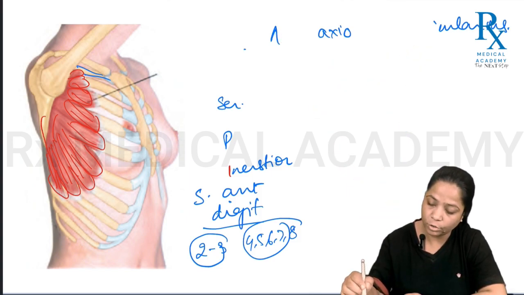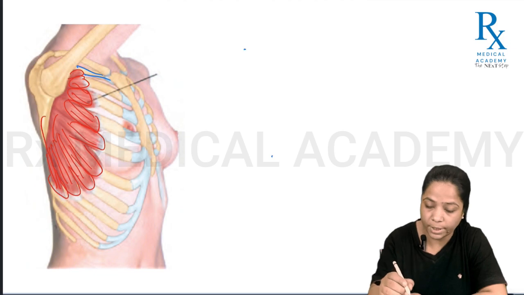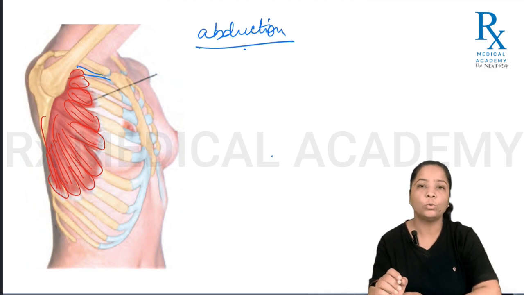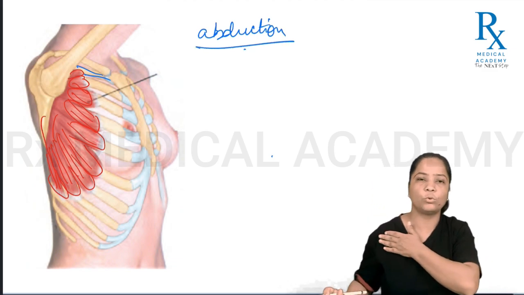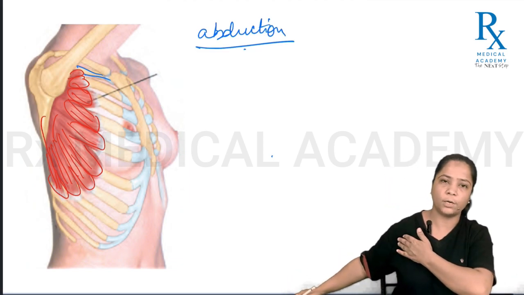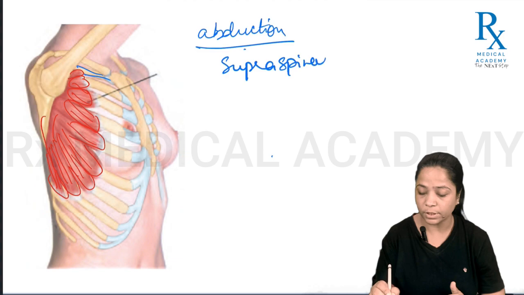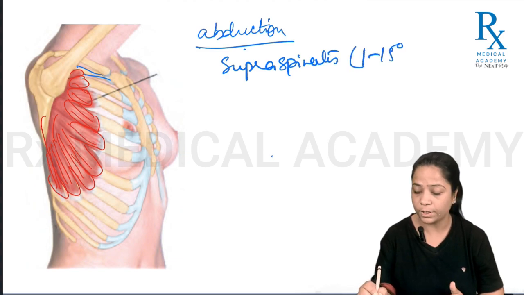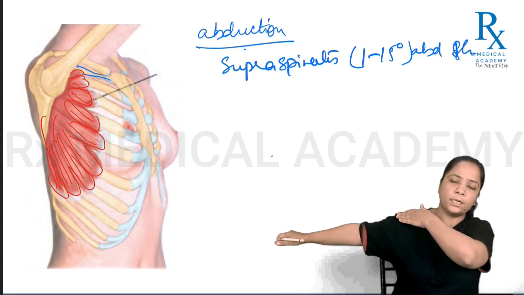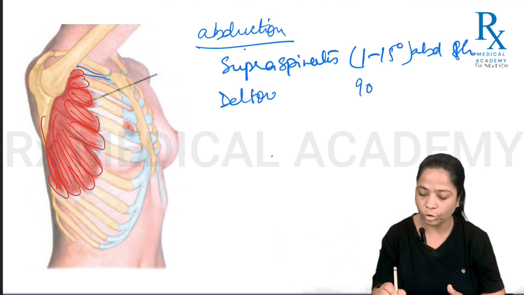Now coming to the action of the serratus anterior muscle. Serratus anterior is basically a muscle of abduction. We know that abduction of the shoulder joint is carried out by various muscles. The first 15 degrees, the initiation of abduction, is done by the supraspinatus muscle. Next, up to 90 degrees, it is carried out by the deltoid muscle.